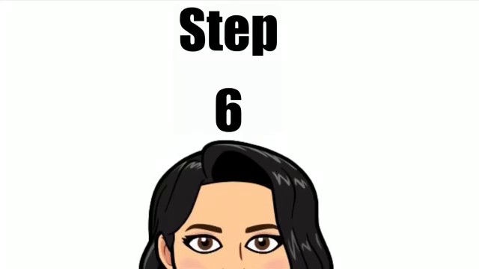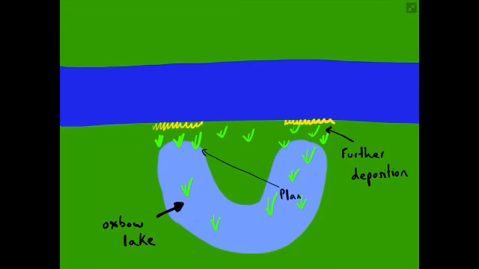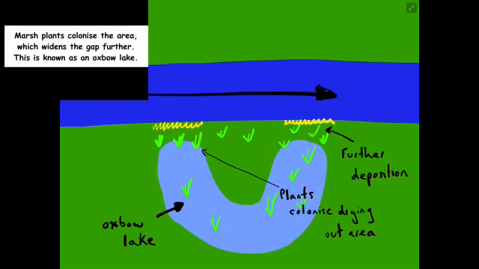The last stage in the formation of an oxbow lake is when marsh plants begin to colonise in the redundant loop of the former meander, which widens the gap further due to further deposition between the redundant loop and the newly established river channel. This redundant loop is what is known as an oxbow lake, and over time plants will continue to colonise this former meander bend and the river will establish a new channel.